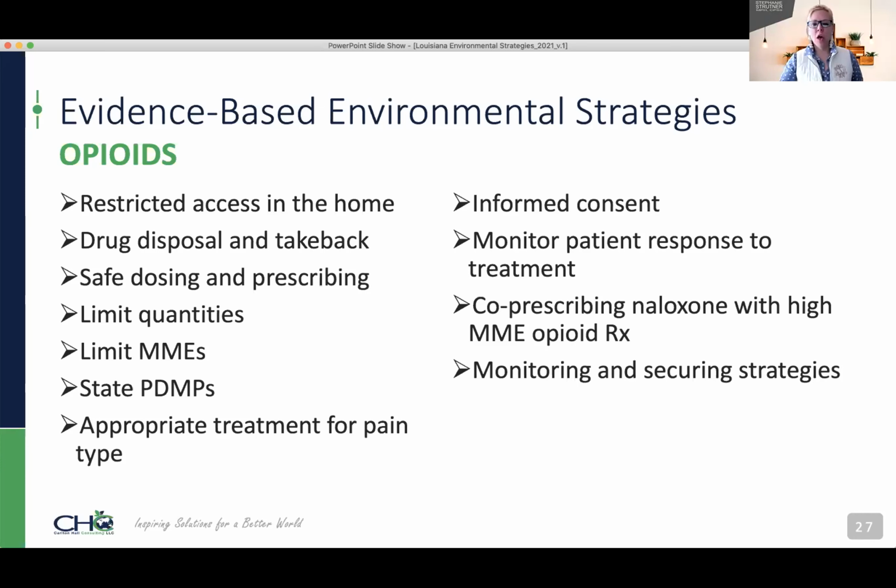And then also monitoring and securing strategies to make sure that people who have opioid prescriptions in their home are securing them in a locked place where they're not accessible to anyone other than the person to whom they're prescribed, and then monitoring the number of pills that they have. They should know how much they have, how much they should have, and then how much is remaining, just to make sure that it's not being trafficked or diverted.